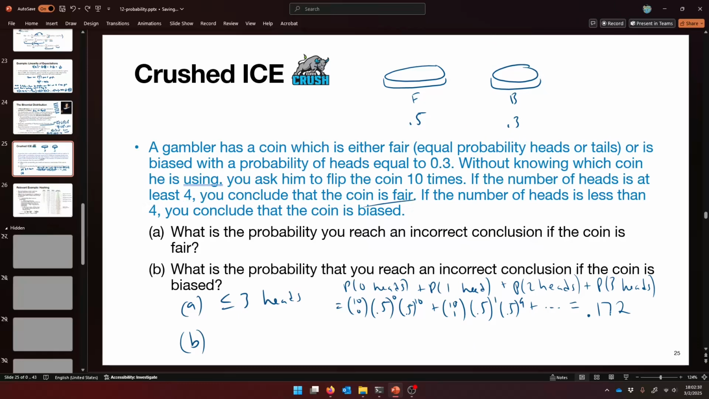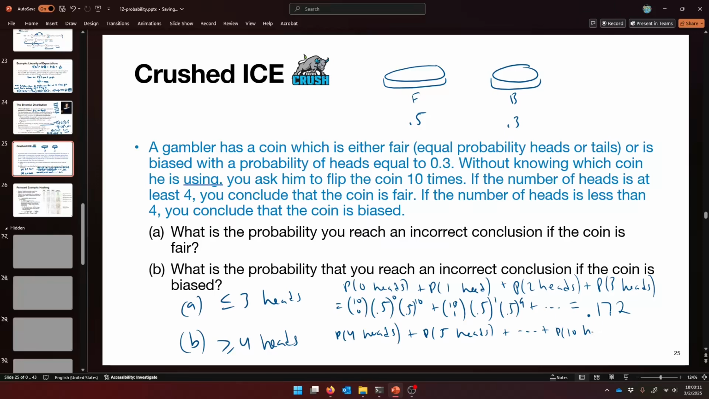So we now need to calculate the probability that we saw greater than or equal to 4 heads with the biased coin. That ends up being the same as the probability that we saw just 4 heads with the biased coin, plus the probability that we saw just 5 heads with the biased coin. Does that make sense? Plus all the way to the probability that we saw 10 heads with the biased coin.